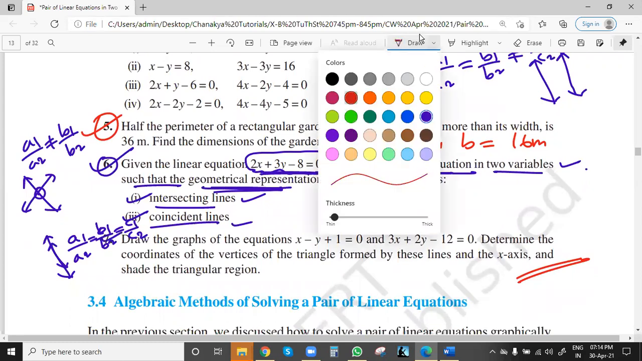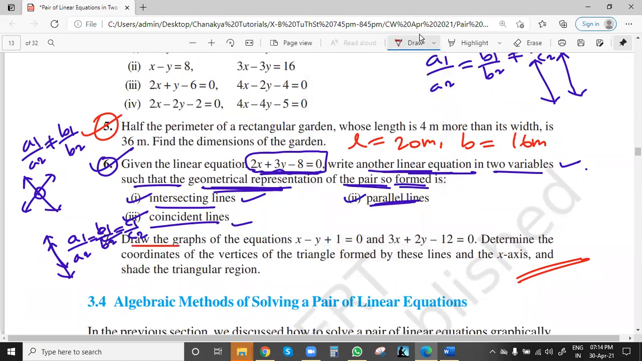See, in question number 7, the last question of 3.2, we have to draw the graph of the equations. 2 equations are given. The first equation will give the first line L1, and the second equation will give another line L2. We have to draw these, then determine the coordinates of the vertices of the triangle. One triangle will be formed by these lines, that is L1, L2, and the x-axis.